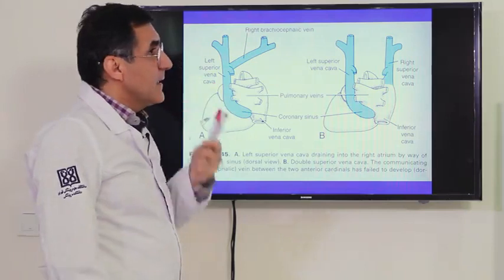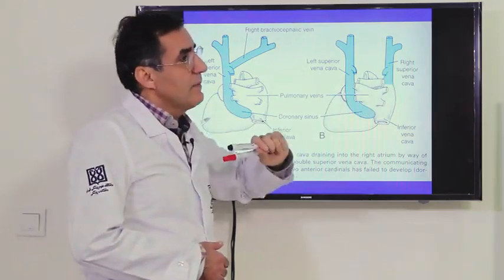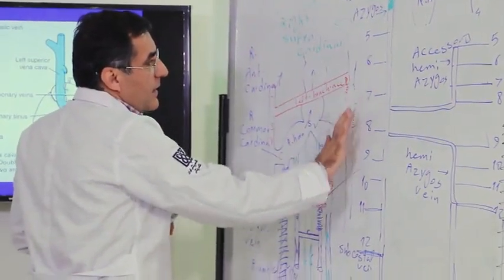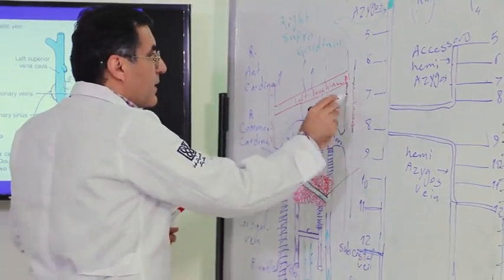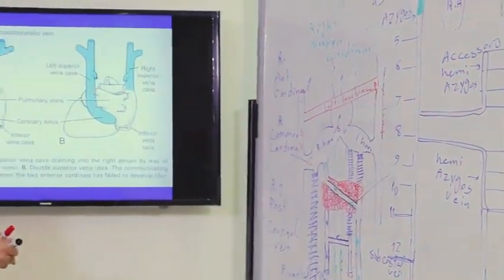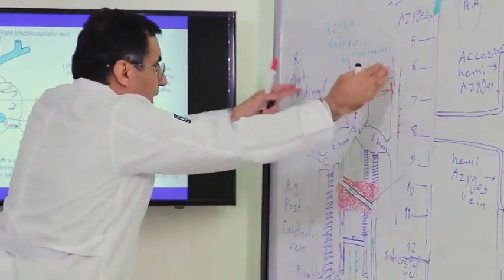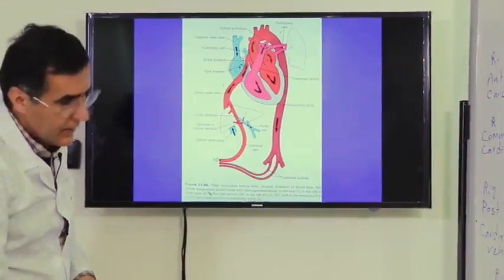Double SVC occurs when the left anterior cardinal vein remains. If this part is not obliterated on the left side, as you remember, this part of the left anterior cardinal vein is normally obliterated. If it's not obliterated, we have a double SVC, like these pictures.